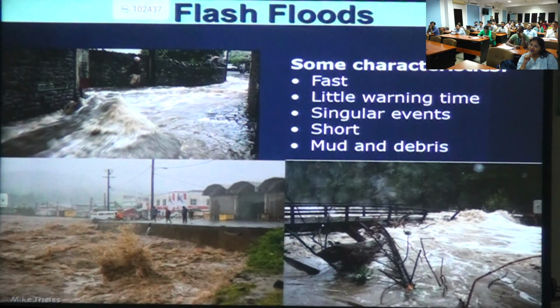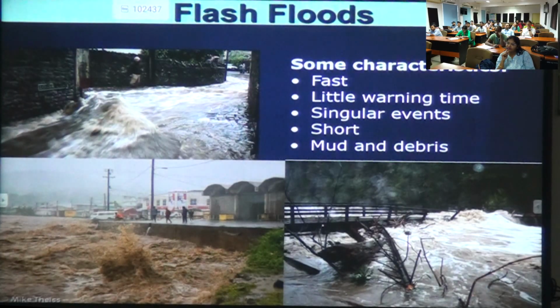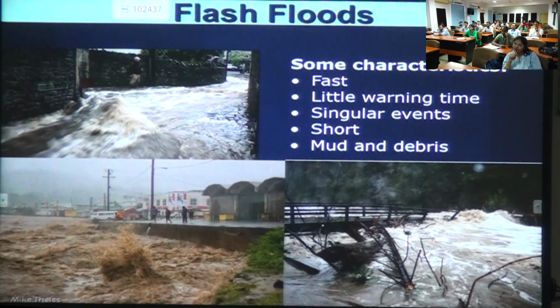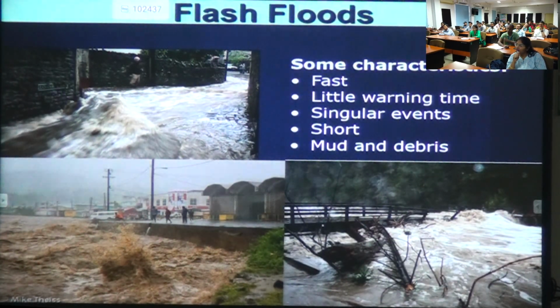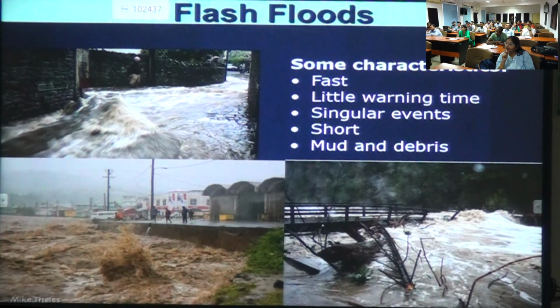They are fast, do not have much warning time, singular events, it's not multiple events, very short, mostly you have the mud and very fast flow. Okay? Right? But in the case of the seasonal flood, it's totally different. That means the bank of the river gets swollen, right? And then obviously the flood spreads. That's the river flood. Then also you have the coastal flood as well.